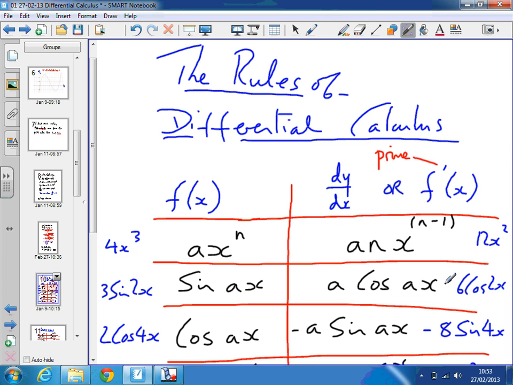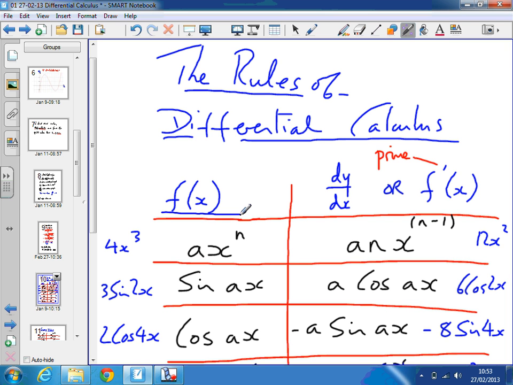So the rules for differential calculus then. First step is to write down this table of differentials to refer to. Just one or two notes on this table. On the left-hand side of this table is the function, f function, that we're going to differentiate.